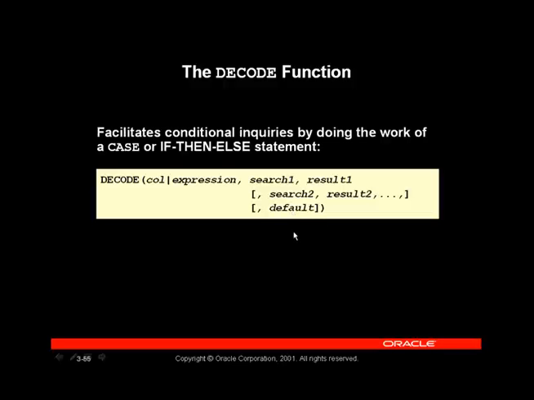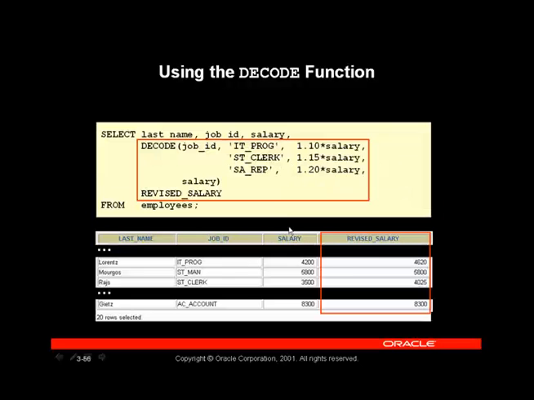Here's an example, similar to what we just did before, where we're looking at the job ID, and we're saying if the job ID is IT programmer, we multiply by 1.10. If it's a store clerk, we multiply by 1.15. And if it's a sales rep, we multiply by 1.20. But if it's neither of these three, then we multiply by salary. And of course, we give it a revised salary as the alias.